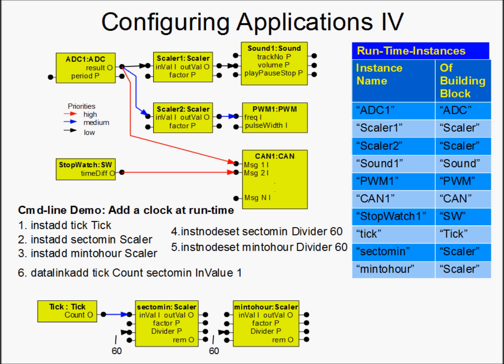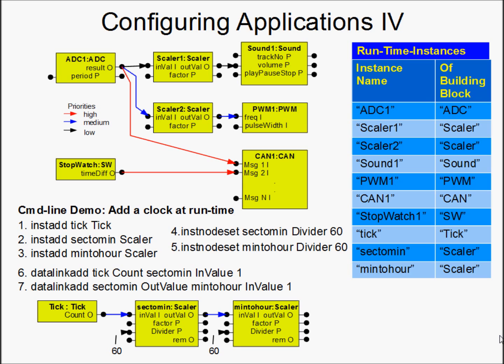Now I add a data link using the command data link add tick count sec to min in value 1. This means send the count output of the tick instance to the inval input of the sec to min instance using a medium priority. I do the same again to send the total minutes to the min to hour scalar.